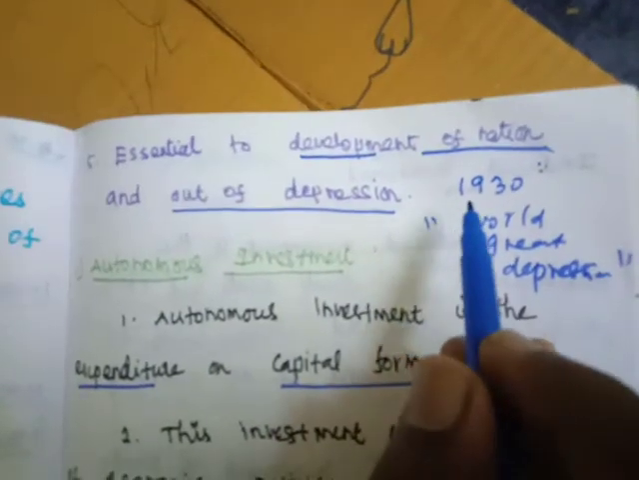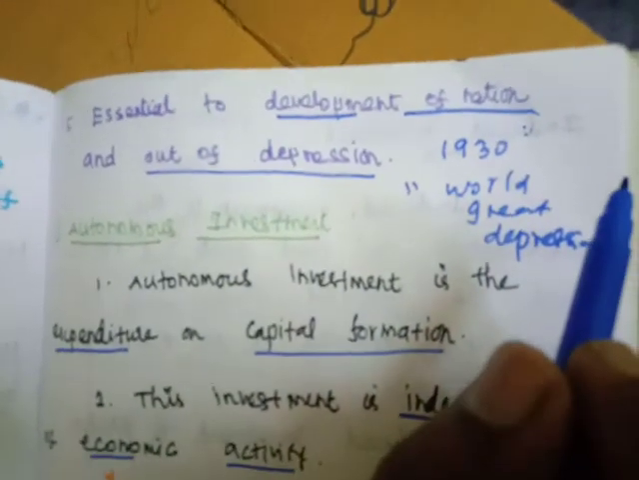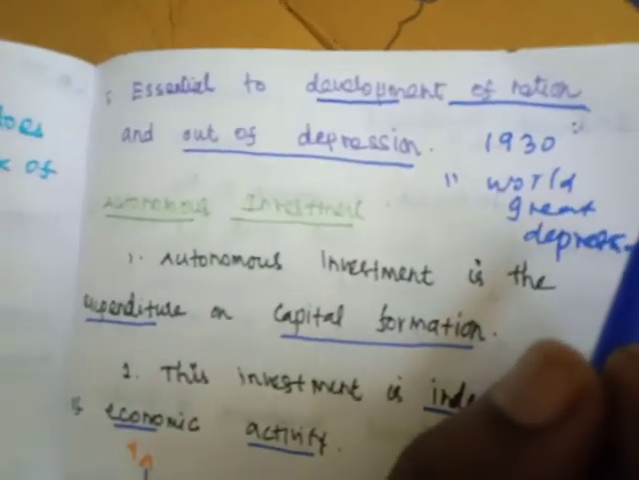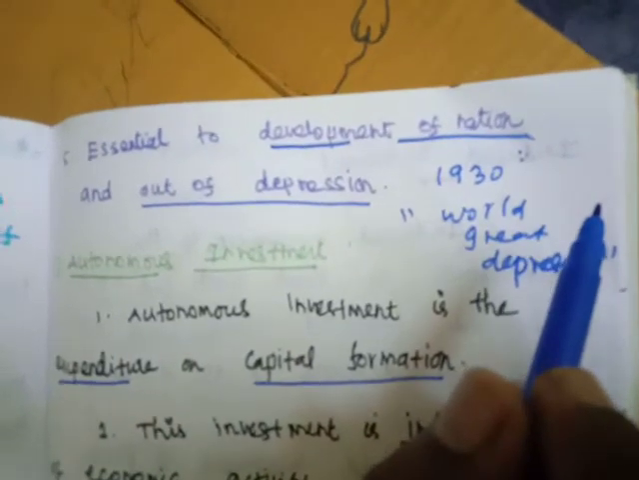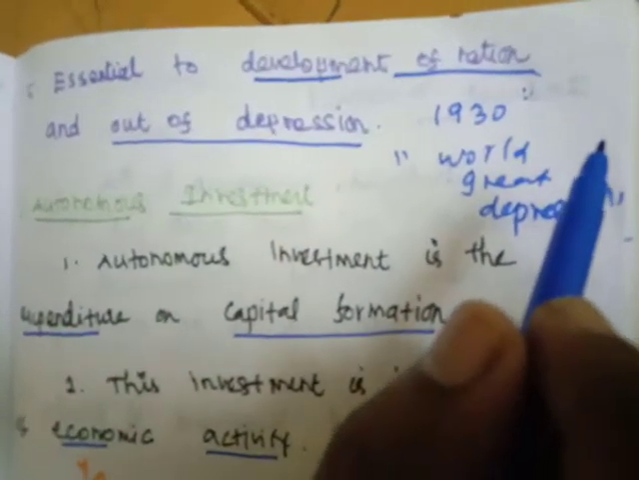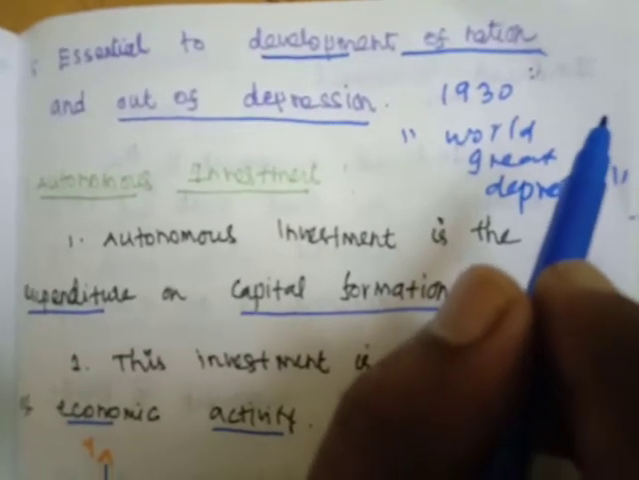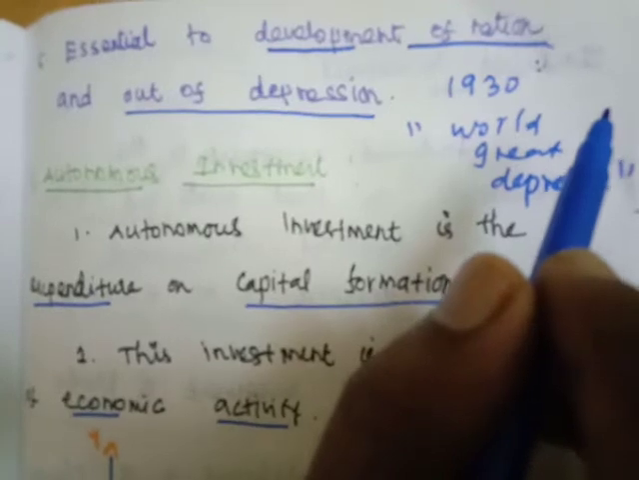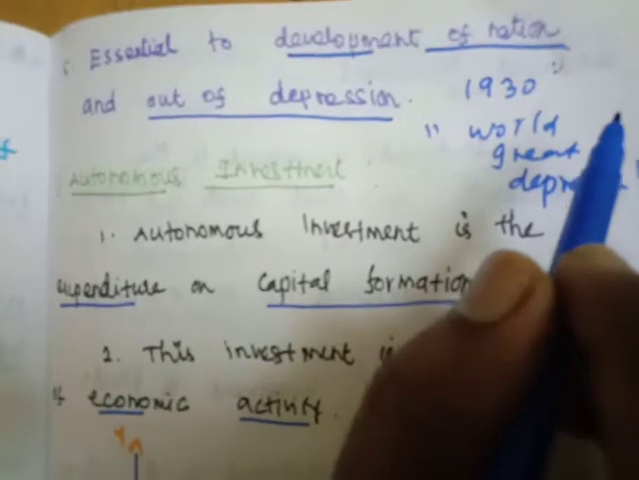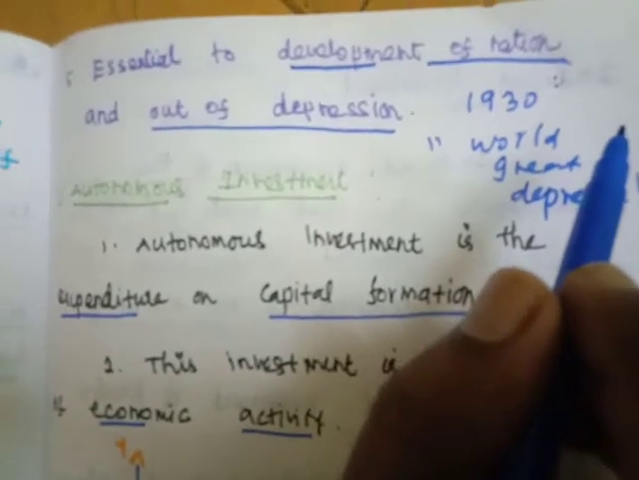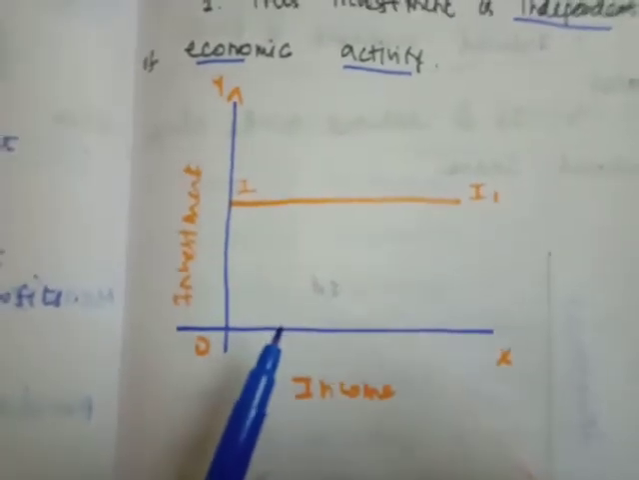So in the particular situation, the government, to come out from the World Great Depression, invests money in the field of roads and bridges, because they provide employment to the people, a good standard of living, and the welfare of the people. So they will invest their money in education, roads, communication, schools, colleges, and charitable causes to improve the development of a nation. Next, we will move to the diagram explanation of this autonomous investment.